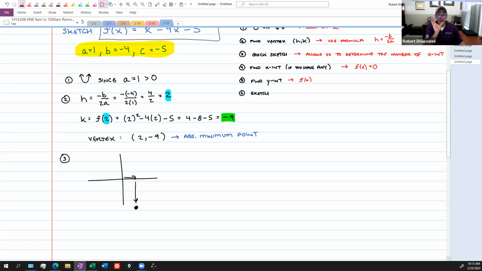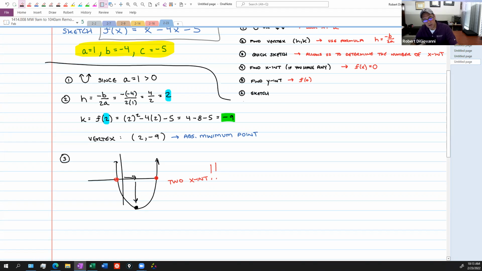Now the parabola opens up, doesn't it? And that's the lowest point. So if it opens up and that's the lowest point, then it has to hit the x-axis twice, right? Which means I know now it has 2 x-intercepts. Which means I should do step 4, right? Because step 4 says find the x-intercepts if you have any. And I do have them. So now I'm going to move to step 4. Questions on that quick sketch?